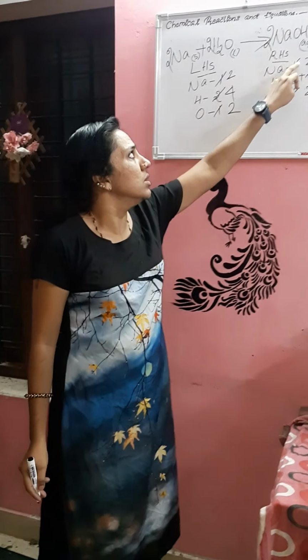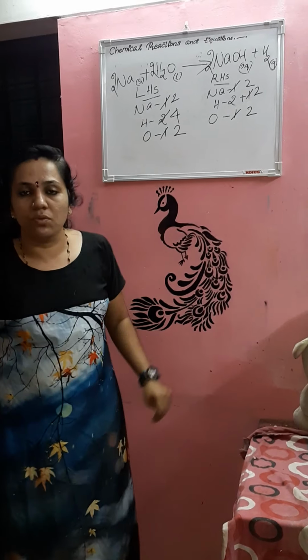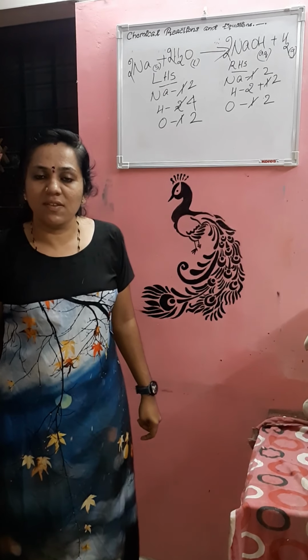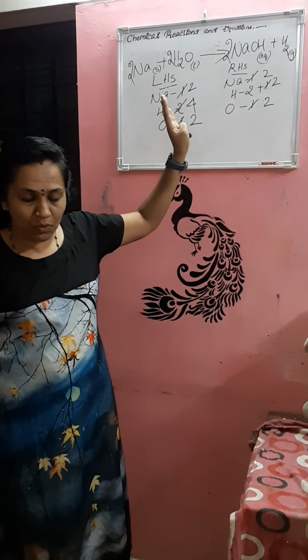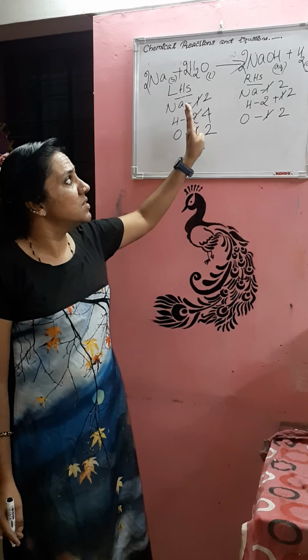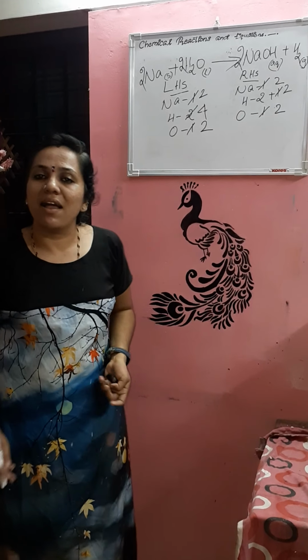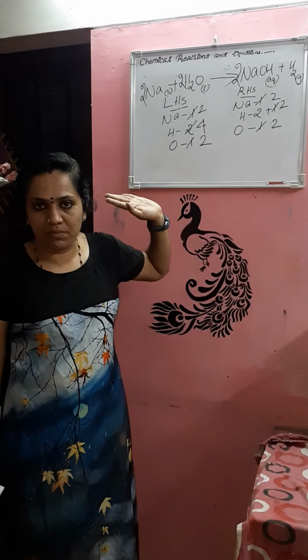Here 2, here 2, here 4, 2 plus 2, 4, here 2, here 2. Or we can say the equation is balanced. So here also you got the physical state, you got a chemical reaction with the reactants and products in all its physical state and in the balanced condition. So this is a balanced chemical equation.